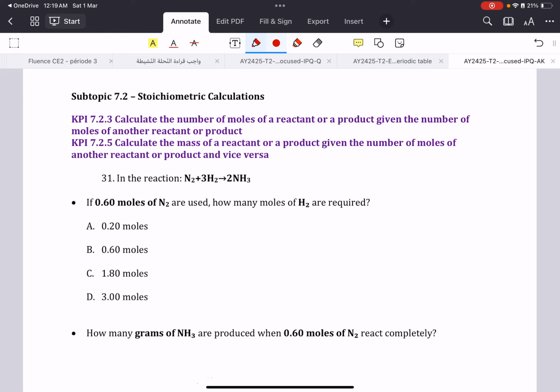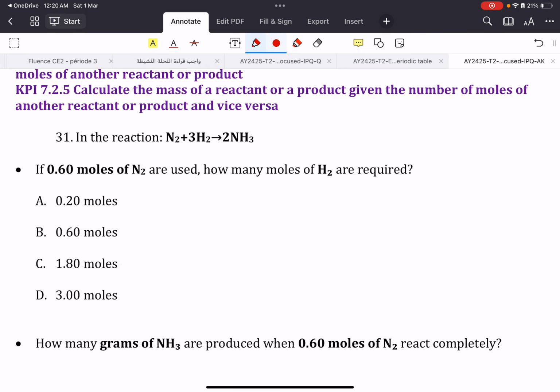Now, calculations. Be careful with these questions of calculations. Watch all the recorded video tutorials that I have left for you for the end of term exam. It says 6 moles of H2 are used. How many moles of H2 are needed? So the deal is between N2 and H2.